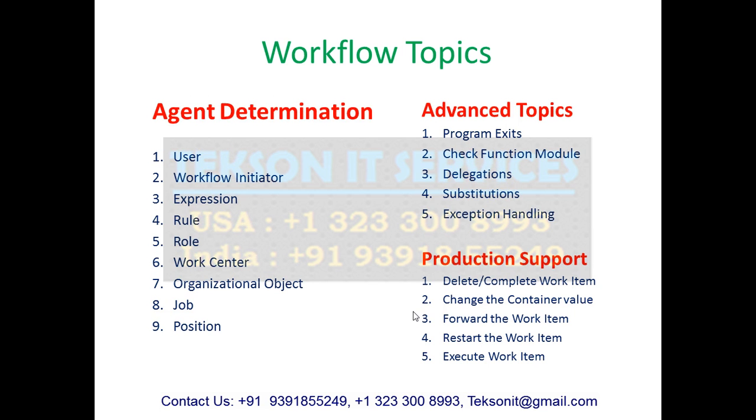As part of page two, I will be explaining agent determination, which is a very tough part in the workflow. How to find the agents? When you want to send mails, we can send a mail to one person, or to n number of people. What are the ways to find the agent determination? I will explain clearly. These are all the topics under agent determination, and a few advanced topics which nobody knows about, which are very powerful, but most people are not aware of them.